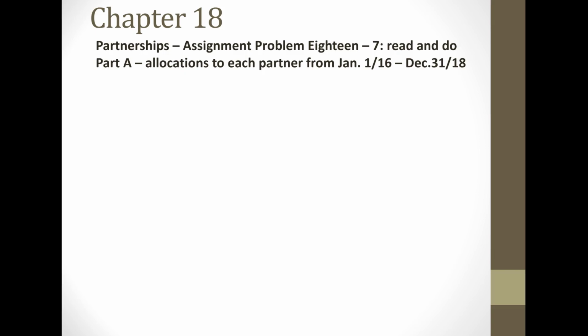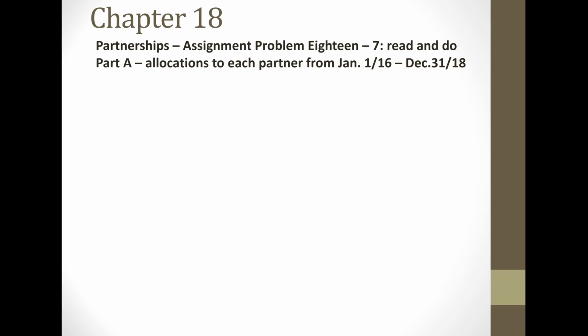Now read through the problem first and just look at part A. Specifically, what I want you to do is to make the allocations to each partner from January the 1st, 2016 to December 31st, 2018. And what we want to figure out then is what's going to be the adjusted cost base of each partner's partnership interest at January 1st, 2019.